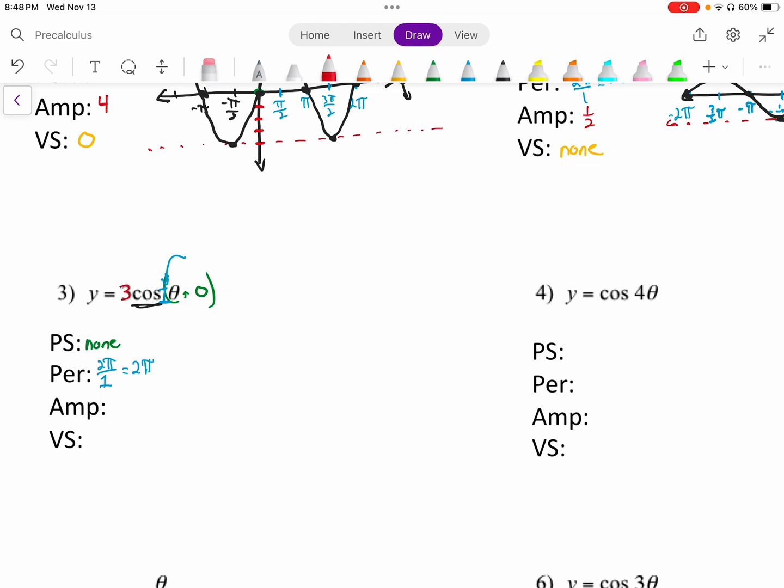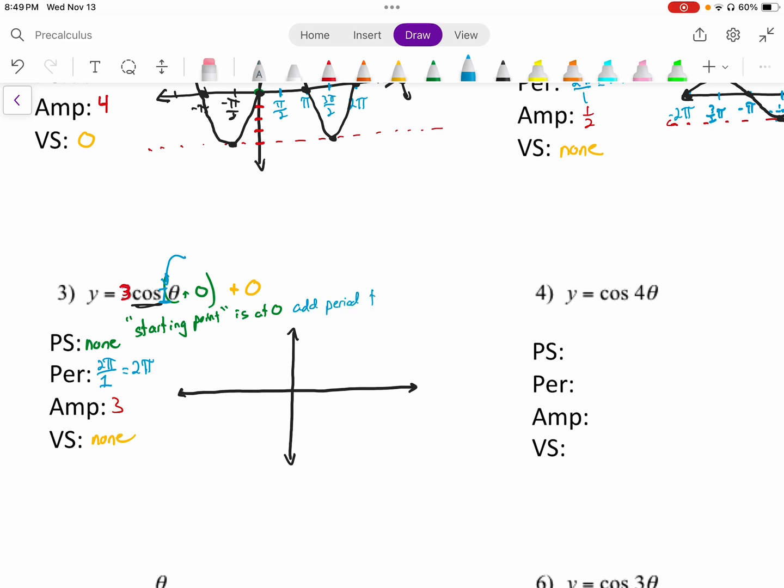The amplitude is what's multiplied out front here, so that's 3. And there is nothing added out here, so there is no vertical shift. We're at 0. And so we're going to draw in our x or theta axis. There's no phase shift, so we can just draw in our y-axis. So once again, our starting point, because there's no phase shift, doesn't move left or right at all. Our starting point is at 0 on the theta axis. And then we add the period to get our ending point.